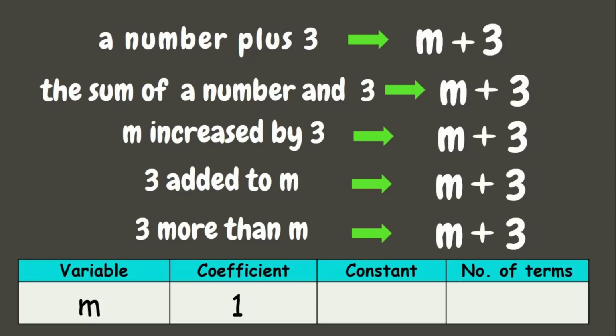Next one, the constant here is, very good, it is 3. And let us count the number of terms. Since this algebraic expression is separated by a plus sign or addition, our terms here are m and 3. So we have 2 terms. Great job! Let's have another example.